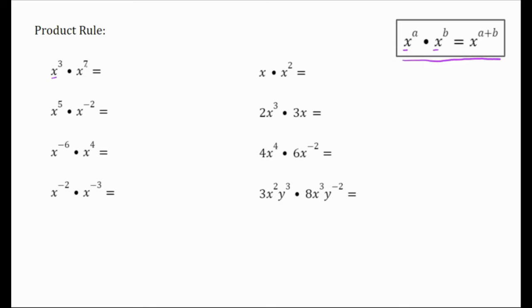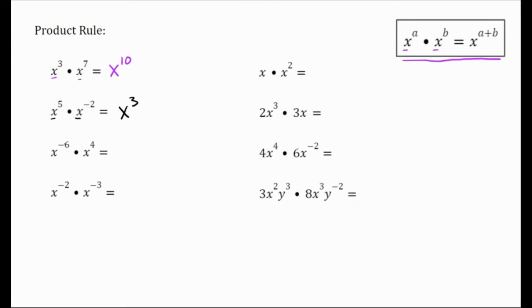So to start us off, we have x to the power of 3 times x to the power of 7. So we're going to add 3 plus 7, which gives us x to the power of 10. For the second one, same idea. We are multiplying here with the same base. So 5 plus a negative 2 is just 3. So x to the power of 3.